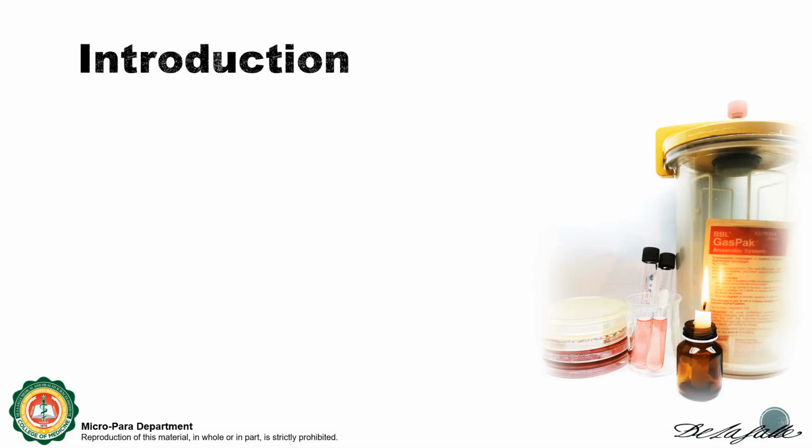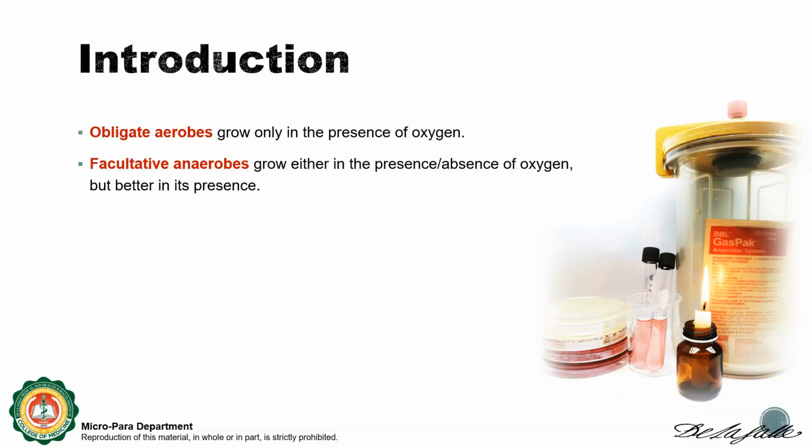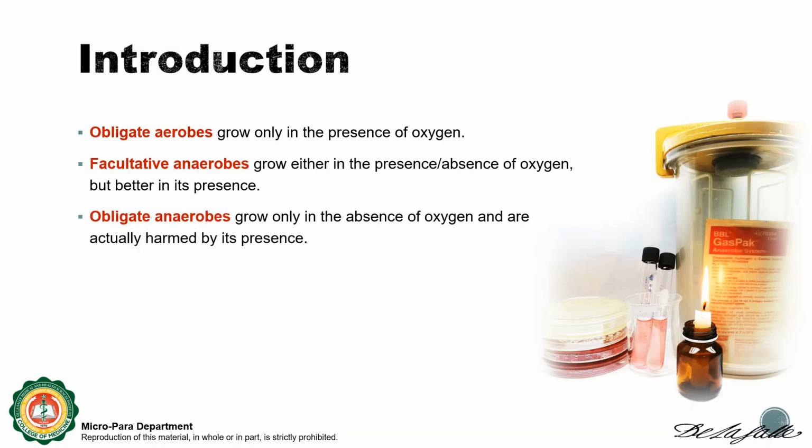One of the environmental factors to which bacteria and other microorganisms are quite sensitive is the presence of oxygen. For example, some microorganisms will grow only in the presence of oxygen and are called obligate aerobes. Facultative anaerobes will grow either in the presence or in the absence of oxygen, but better in its presence. Strict or obligate anaerobes will grow only in the absence of oxygen and are actually harmed by its presence.